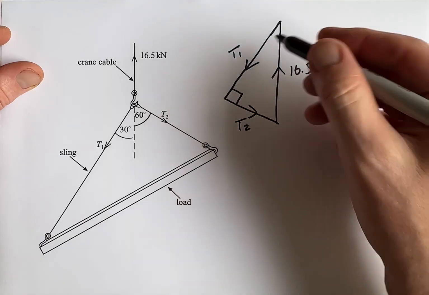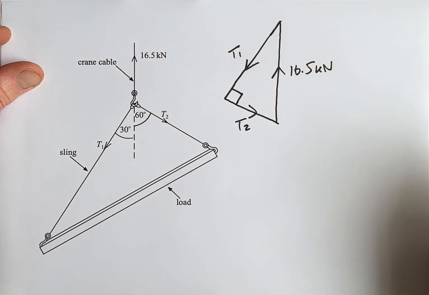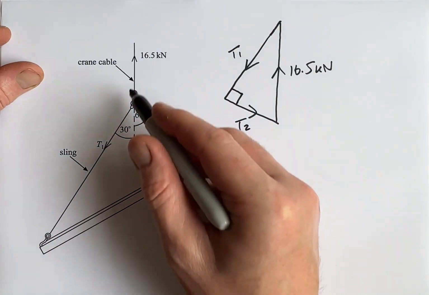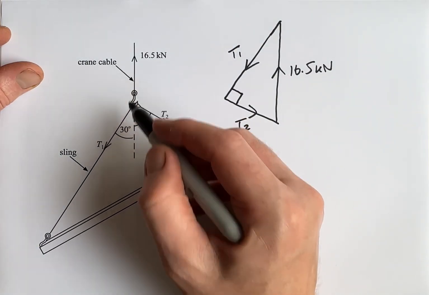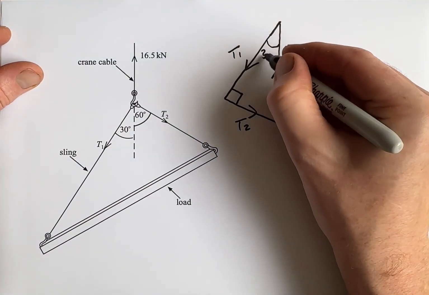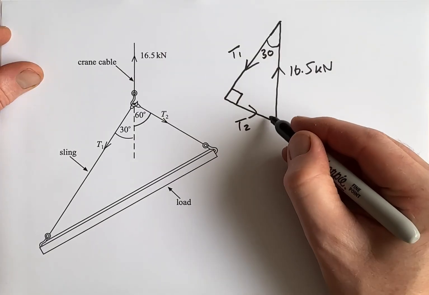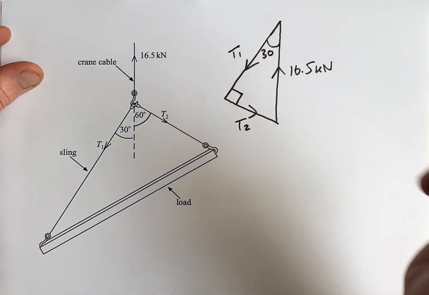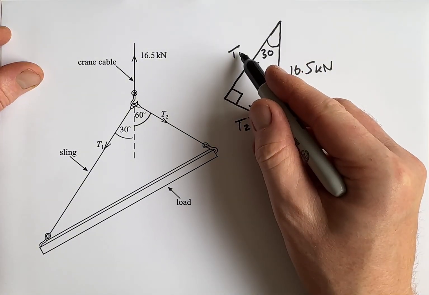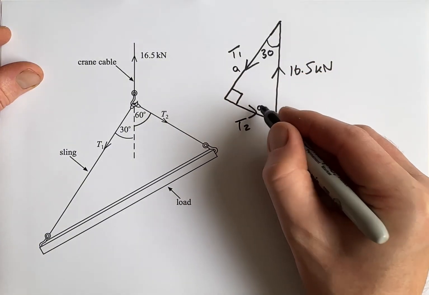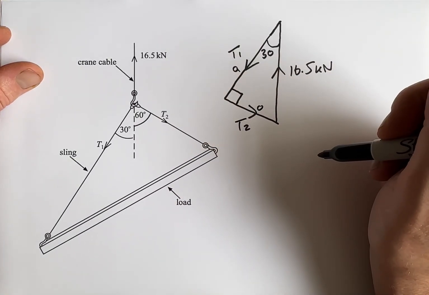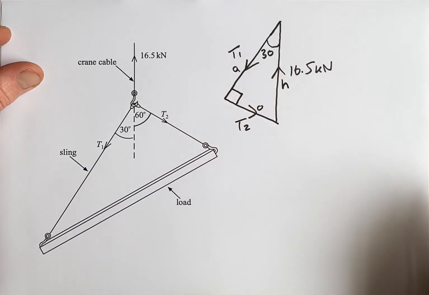Now, obviously this should be completely vertical. My diagram's not perfect, but as long as it's about right, it doesn't matter, because we're not drawing a scale diagram here. We know that the angle between T1 and the vertical 16.5 kilonewton force is 30 degrees. So this angle here is 30 degrees, and this one would be 60, but we're not going to worry about that one. We're going to use this angle. So now we've got a right angle triangle, and T1 is the adjacent, T2 is the opposite, and this is the hypotenuse.